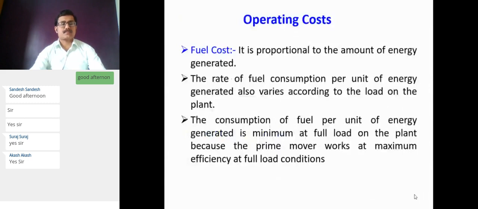The operating cost, so the cost of the fuel, is definitely directly proportional to the amount of energy generated. If you generate a larger amount of energy, meaning more output is required, then definitely more input must also be given. It means that more fuel must be supplied to get more output. So these are directly proportional. The cost of fuel and the cost of energy generated are directly proportional to each other.